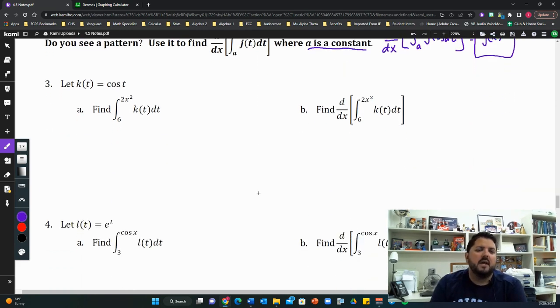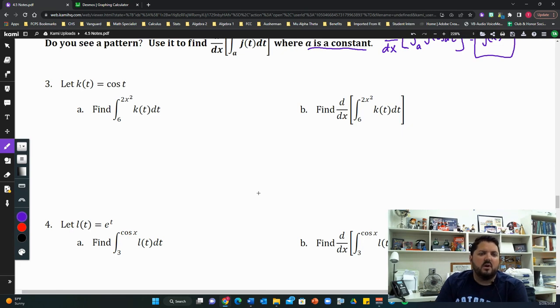So now k of t equals cosine of t. So that's my new function. But now my integral is going from 6 to 2x squared. Okay? So we're going to start this off, pretend like we didn't just discover some kind of rule, and try it from the same kind of process.